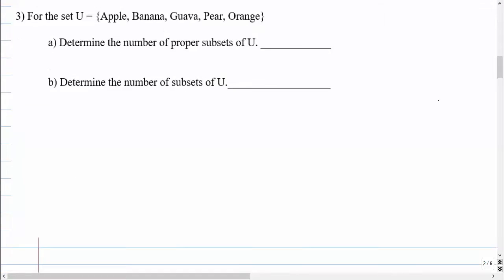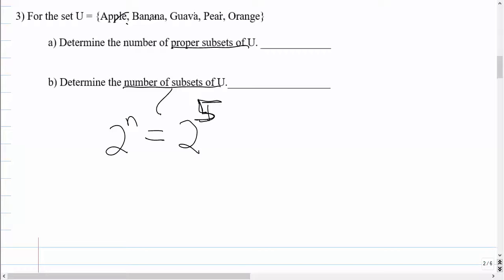For number 3, we have a set that consists of 1, 2, 3, 4, 5 things in it. We want to know the number of proper subsets of U. We also want to know the number of subsets of U. Well, we have a formula for the number of subsets. It's 2 to the n, where n is how many elements are in the set. So if I answer B first, I find out that we have 2 to the 5th, which you can show is 32. So now I have 32 subsets, okay?